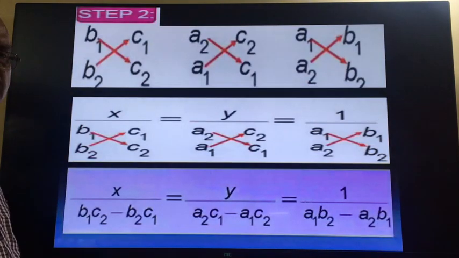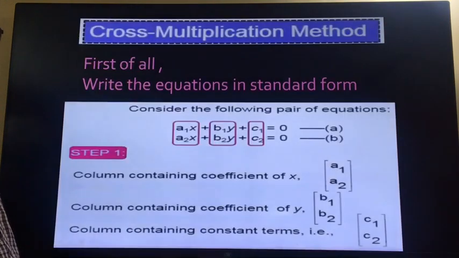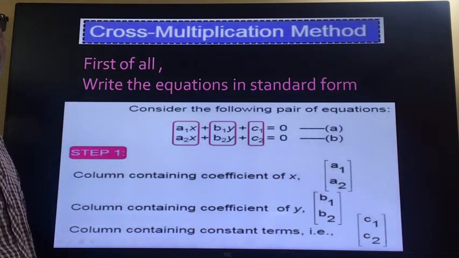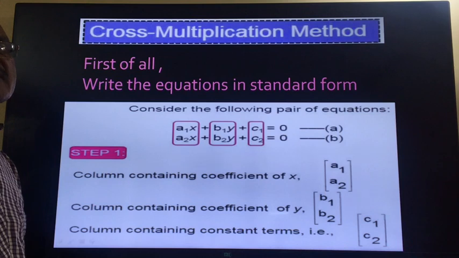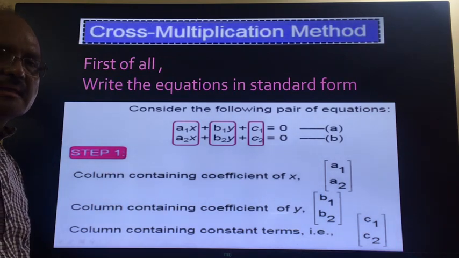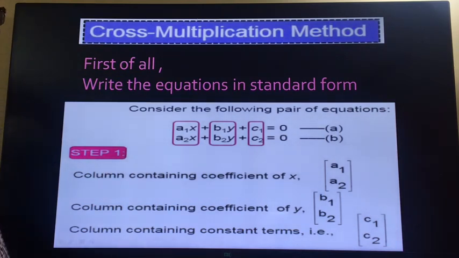Now children, you see the next algebraic method, that is the cross multiplication method. This is the third algebraic method. The first algebraic method was the substitution method, the second was the elimination method, and the third is the cross multiplication method. This is very important, please understand this. So in this case, what will you do?